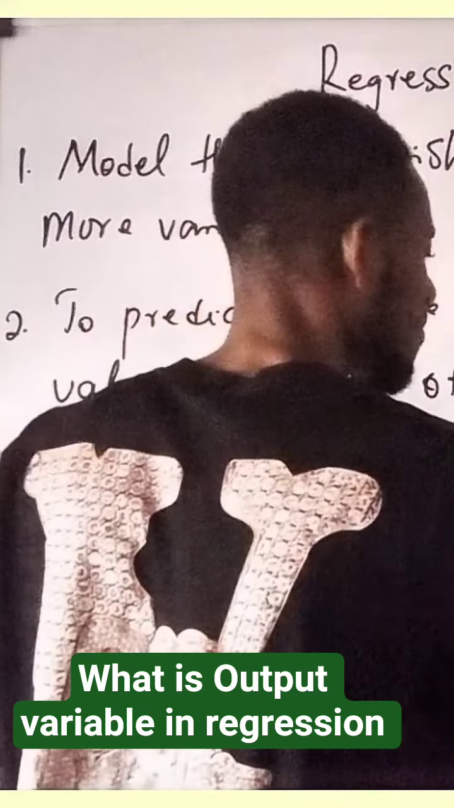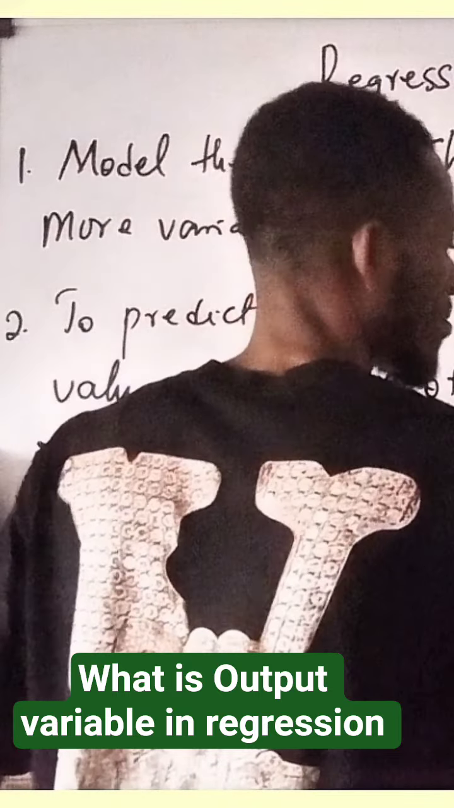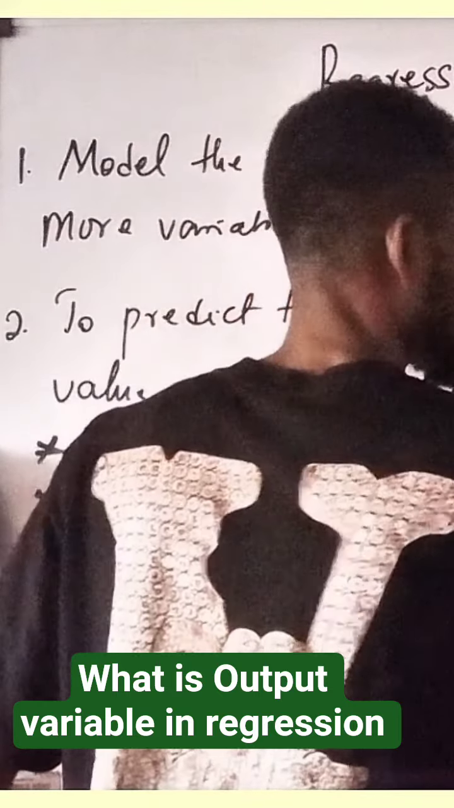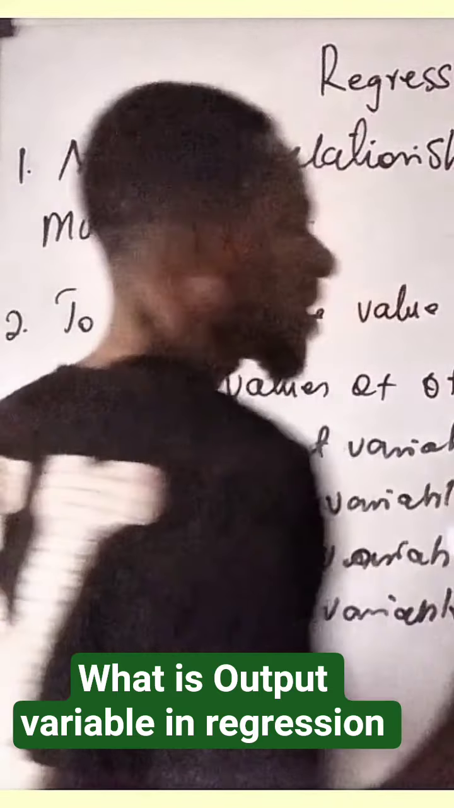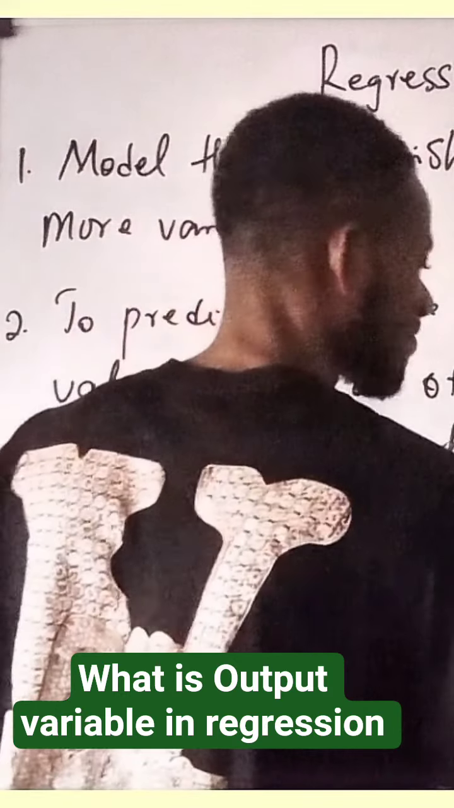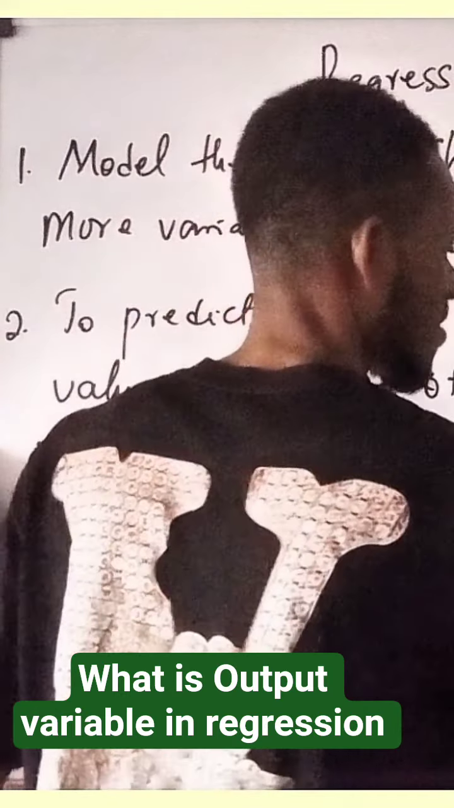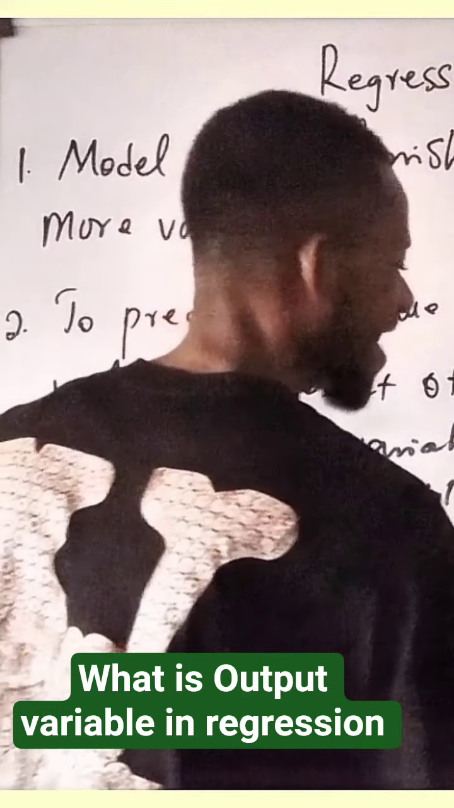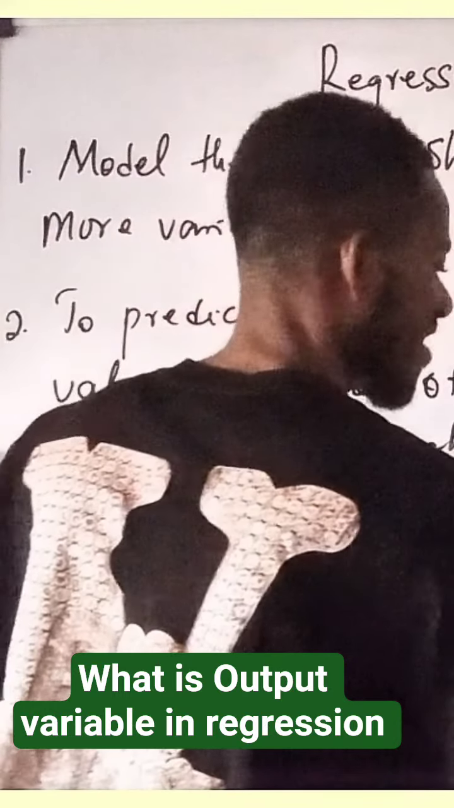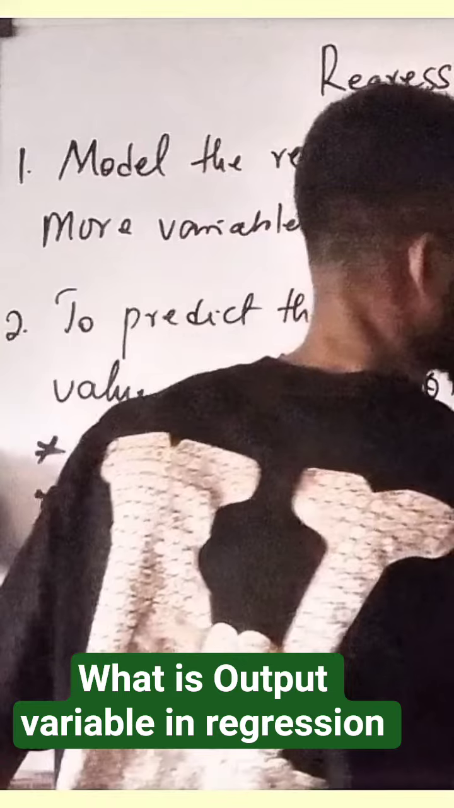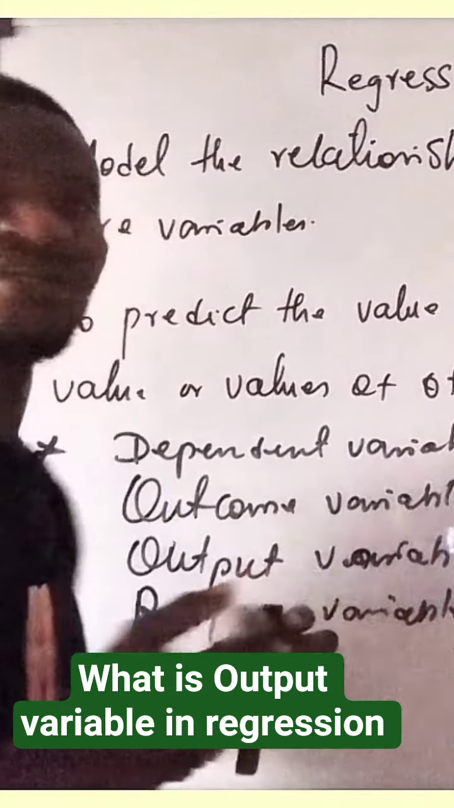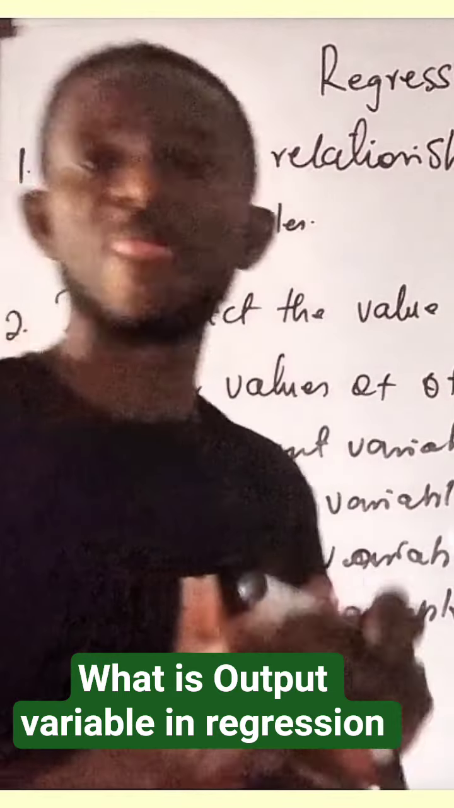It can as well be called the controllable variable. It can as well be called the predictor variables. It can equally be called the explanatory variables, depending on the field of study.